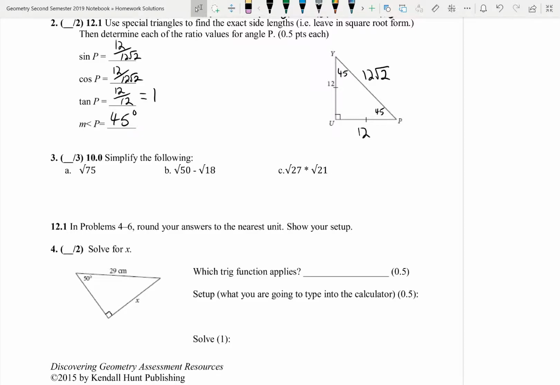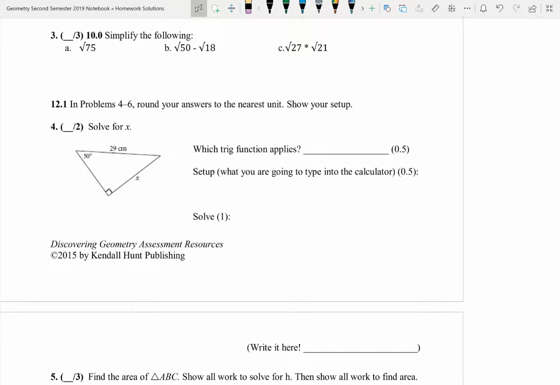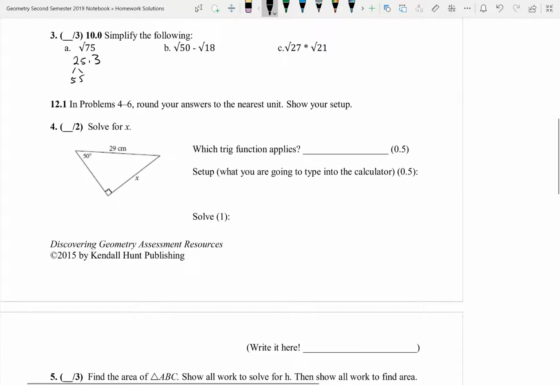Okay. Simplify the following. So in this one, what you're going to do is try to find the factors of 75, right? So that's going to factor out to 25 times 3. And then 25 is 5 and 5. And so that means that the square root of 75 is the square root of 5 times 5 times 3, which is 5 root 3. Because when there's 2 5s in the square root, that just equals 5.